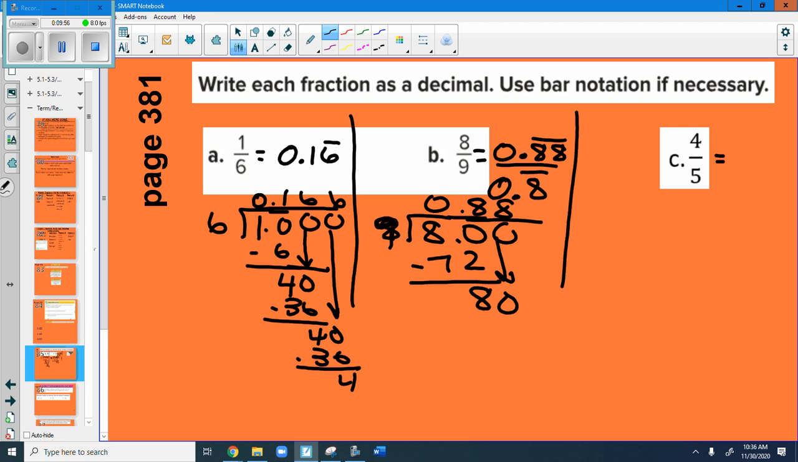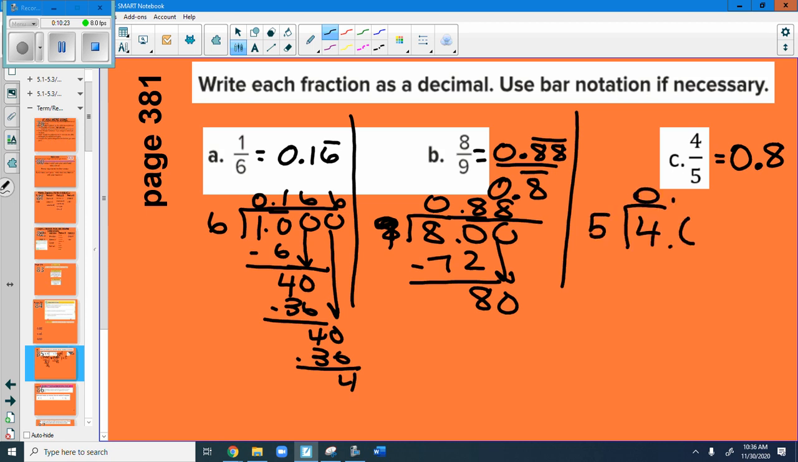What is 4/5 as a decimal? Who can share with me? What is 4/5 as a decimal? Good. 0 and 8/10. Was there any bar notation? No. So what is it called when it's not repeating? What's that other one called? Terminating. Good. It ends. Terminating, because 4 divided by 5 can't go in.